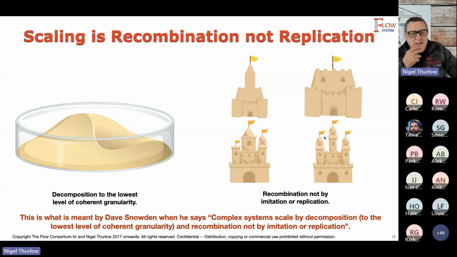So I'm quoting my friend again, Dave Snowden, whose work is also being essentialized as Ivar referred to earlier on. Scaling is recombination, not replication. This is what a lot of the agile community are getting wrong. They're trying to apply case-based studies and one-size-fits-all universality in multiple different contexts, and they wonder why it doesn't work. This is what Dave Snowden means when he says complex systems scale by decomposition to the lowest level of coherent granularity, and recombination, not by imitation or replication.